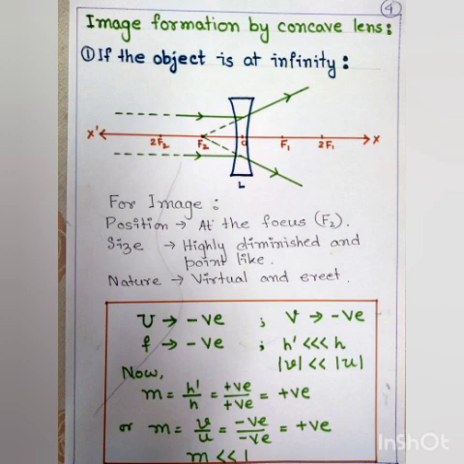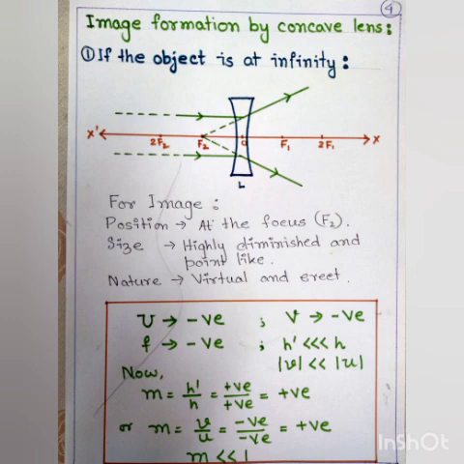So here where will be the position of the image? It will be at the focus, that is at f2, and size will be highly diminished and point like image, and nature is virtual and erect. Now see, for concave lens the nature is virtual and erect.